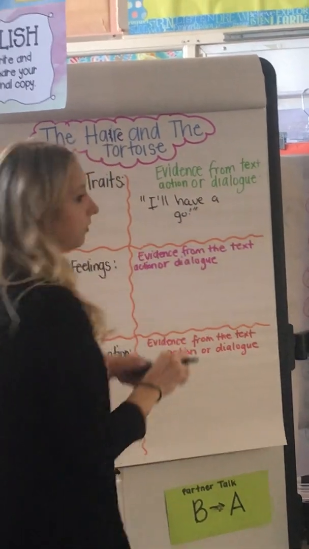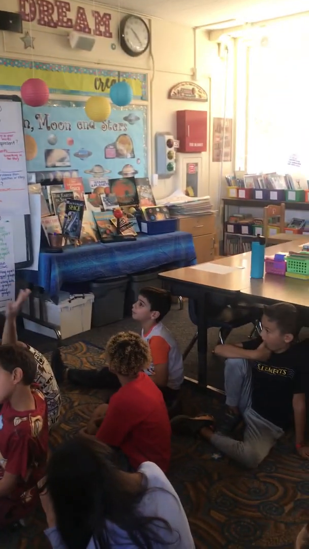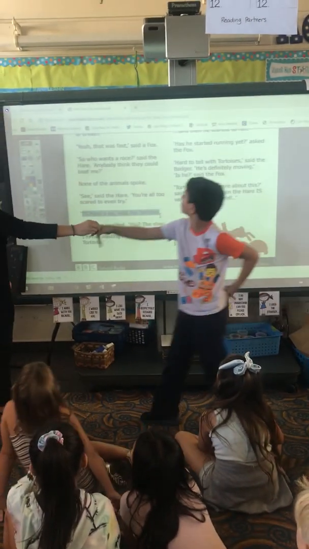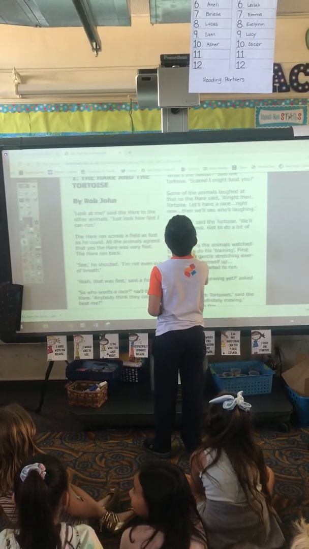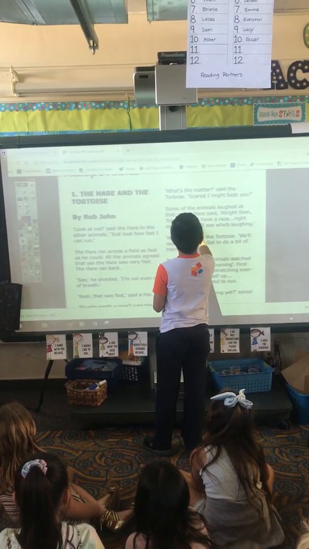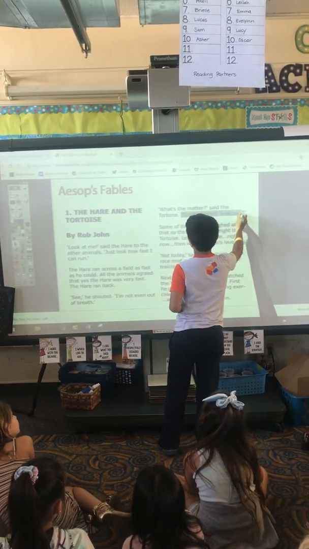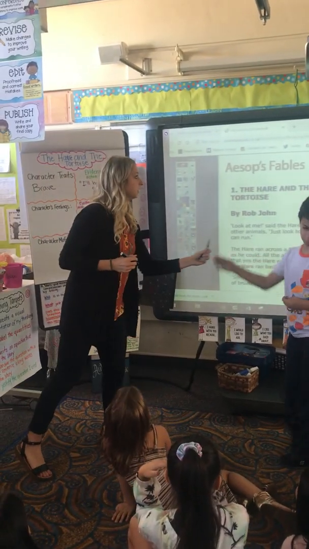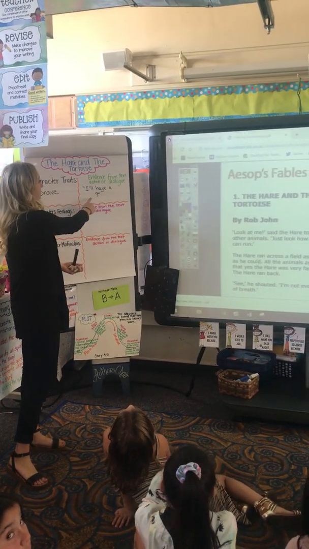All right, there are many others. I have one. You have one? Okay, can you share one? So the tortoise is confident. Okay, the tortoise is confident. Can you come up and highlight in the text the dialogue or action that shows that the tortoise is confident? Perfect. So you can go over to the character traits. Good job, thank you. Perfect. And you're gonna write confident and then use that evidence from the text.